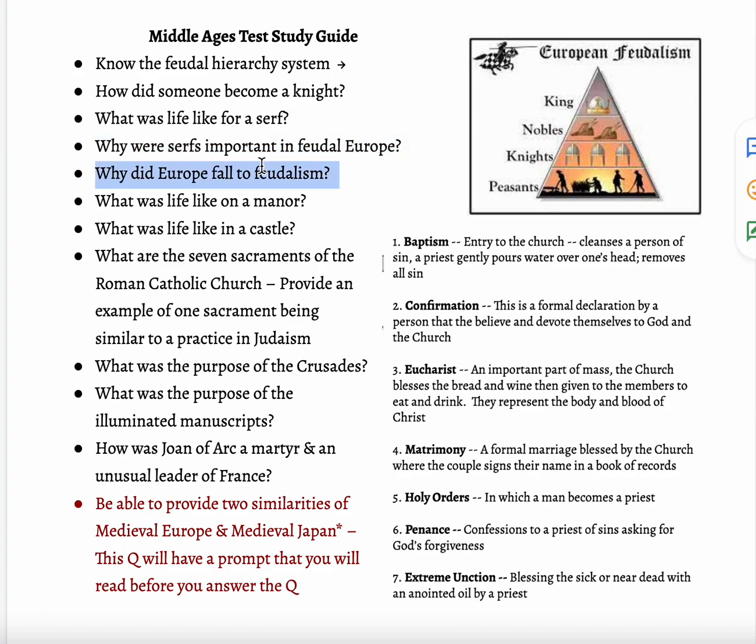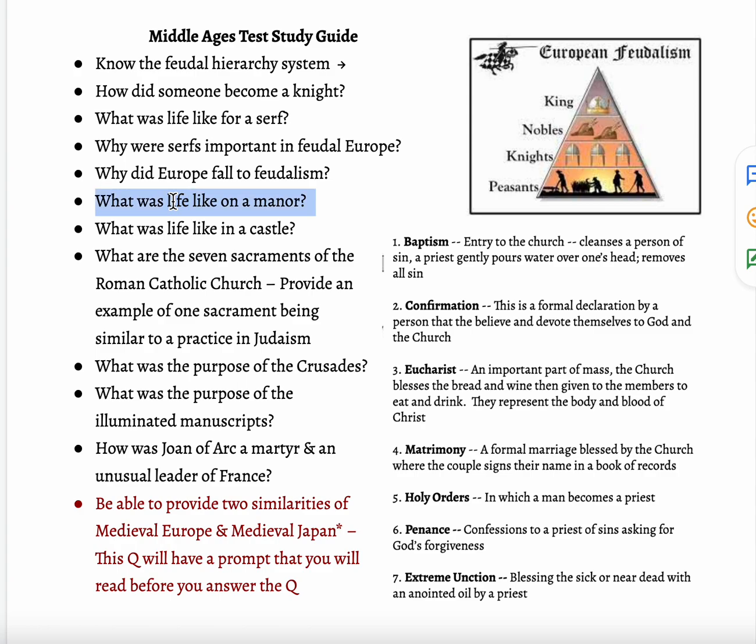And also, why did Europe fall to feudalism? Remember, the fall of the Roman Empire created many different little kingdoms because you didn't have the Roman army guarding and guiding all of those areas conquered in North Africa, Asia, and Europe. They fell because when the barbarians attacked, there wasn't any way for the Roman military to protect. And so all of these little itty bitty kingdoms popped out, and they were then run by a king and then knights.